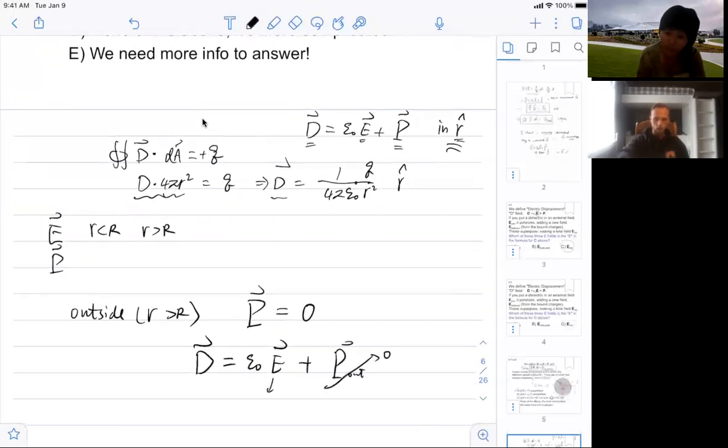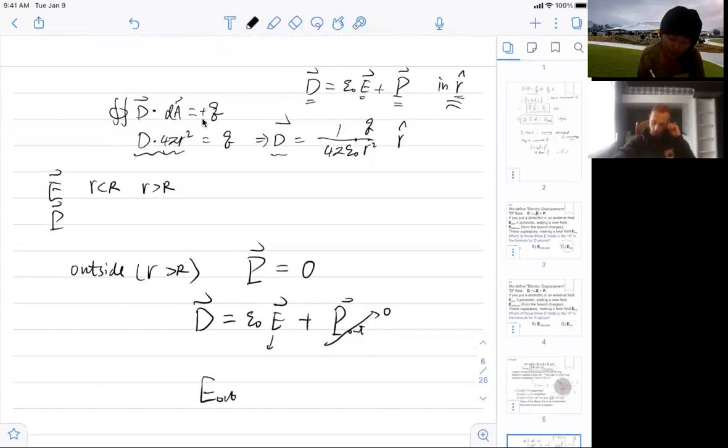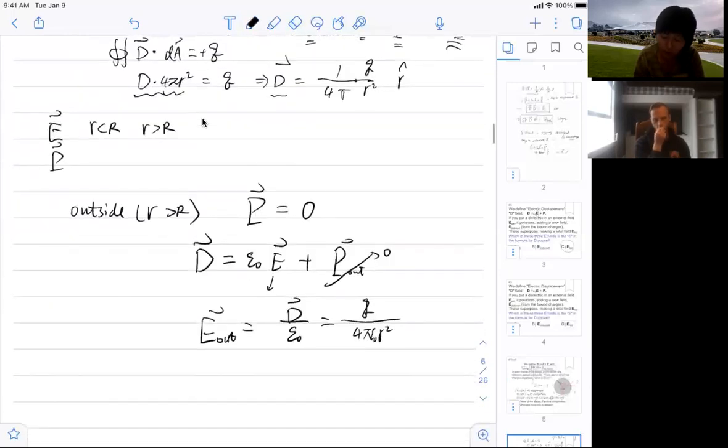E outside is going to be D over epsilon naught. So E is going to be 1 over, hold on, I added epsilon naught. Oops. 1 over 4 pi epsilon naught Q over r squared. You can see this is something you're very familiar with, right? kq over r squared. This is just the E field due to a point charge. You already know that, right?